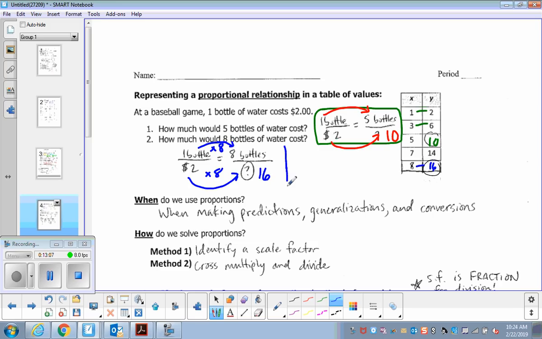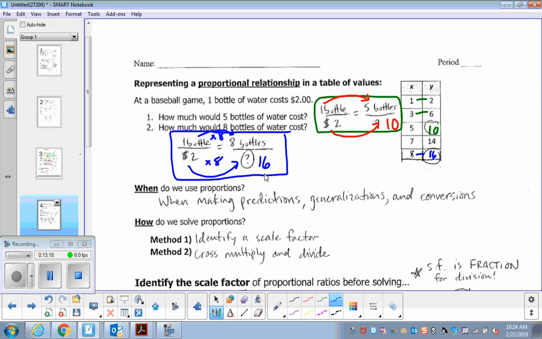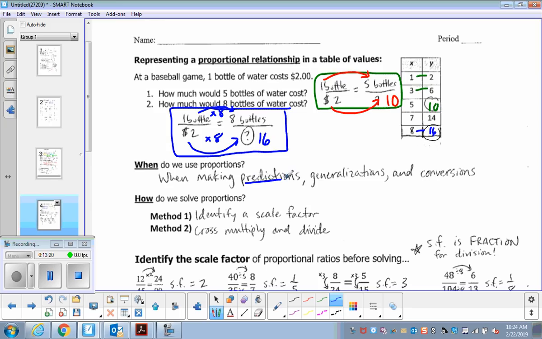So we are going to be setting up proportions where we've got one ratio equal to another ratio, and one of them is going to be unknown, and we're going to be solving. We're going to be making predictions, other generalizations, and actually converting throughout the unit, and we're going to be setting these proportions up to do those things.